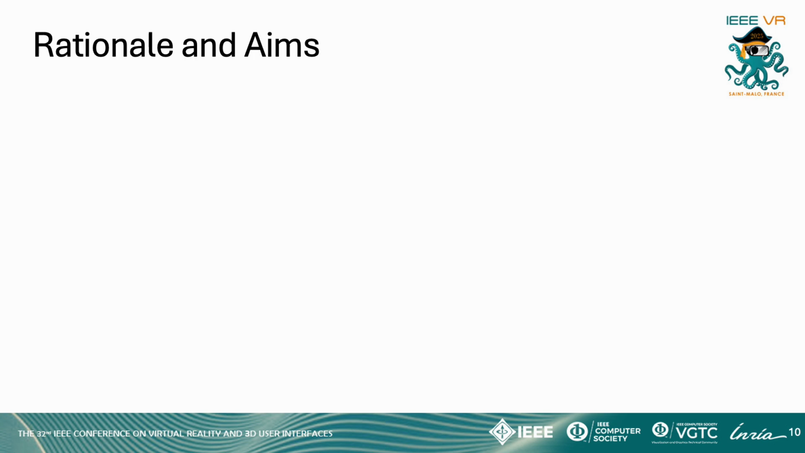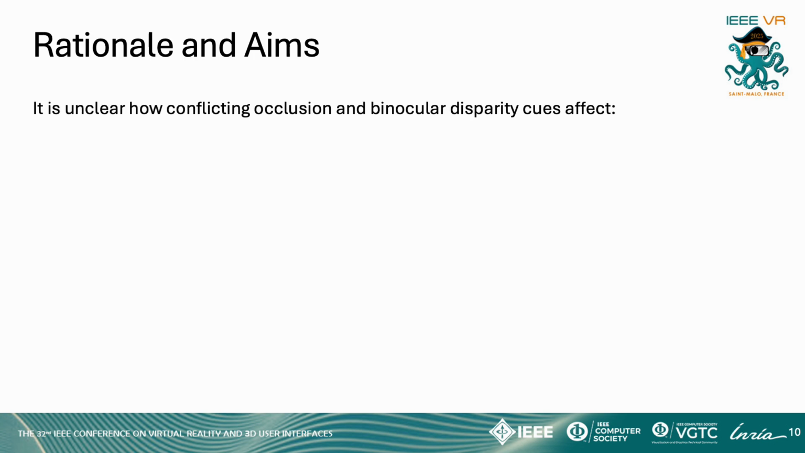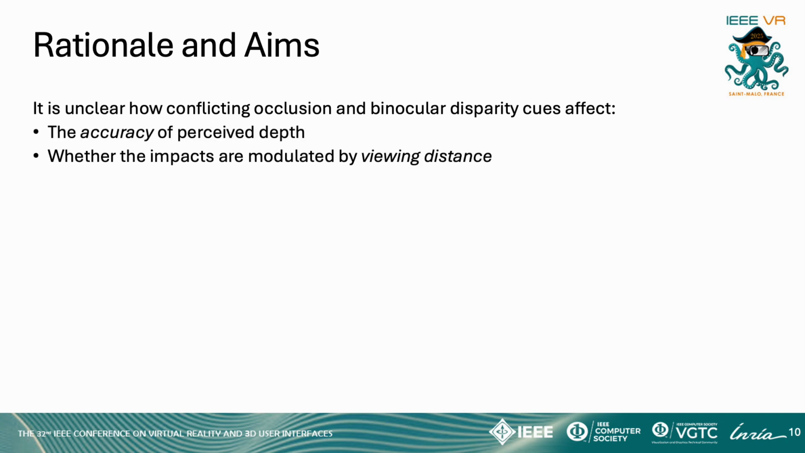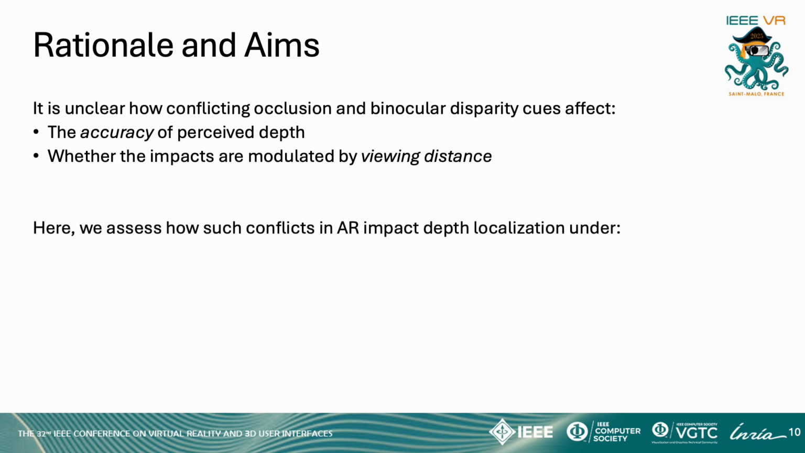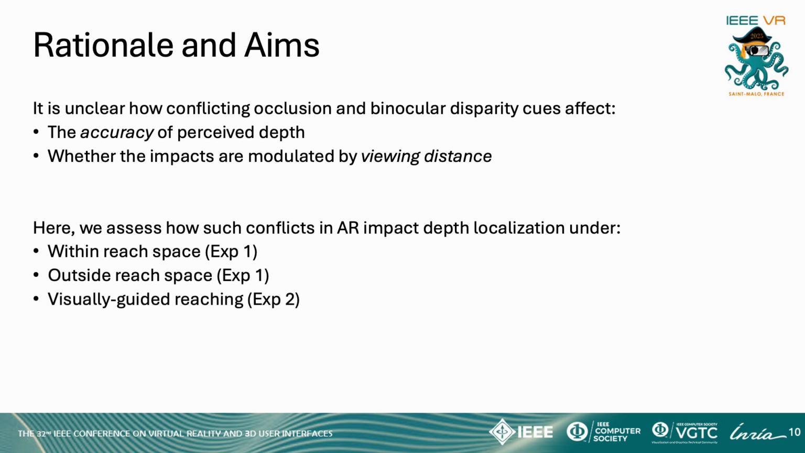Currently, it's unclear how conflicting occlusion and binocular disparity cues affect the accuracy of perceived depth and whether any impacts are modulated by viewing distance. So here, we assess how these cue conflicts in AR impact depth localization under both within and outside reach space distances, as well as a visually guided reaching task.